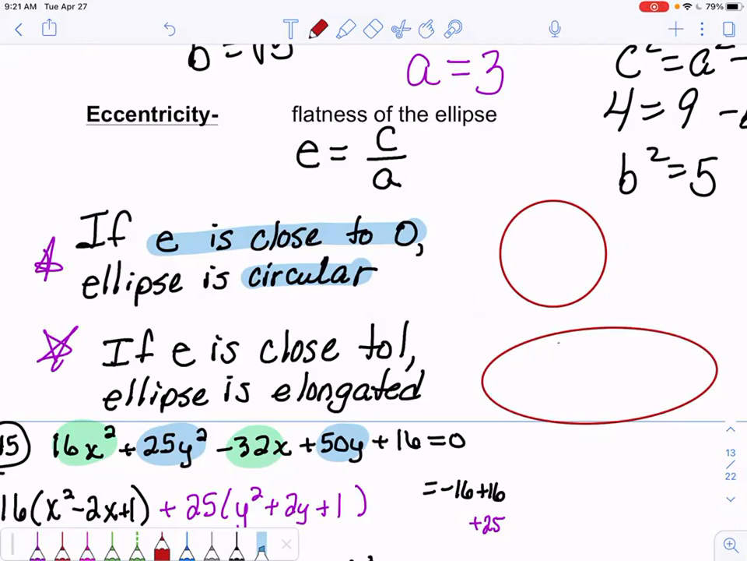So for an ellipse, it's the flatness of an ellipse. We take the ratio of C over A. If that number is close to 0, it's a circular ellipse. If that number is close to 1, it's more elongated. That number also must be less than 1. When it's less than 1, it makes an ellipse. So that would be all the notes and the concepts that we're going to go over today.